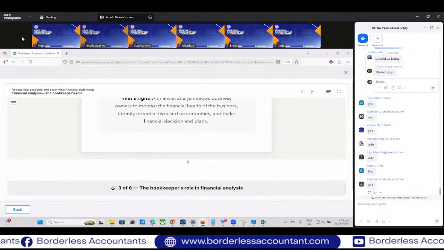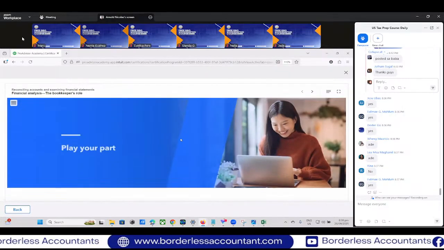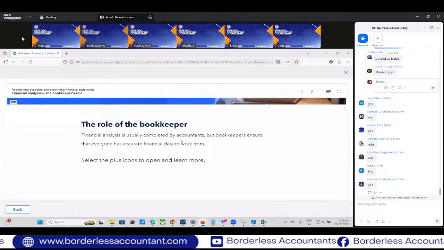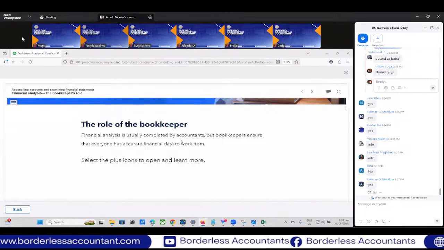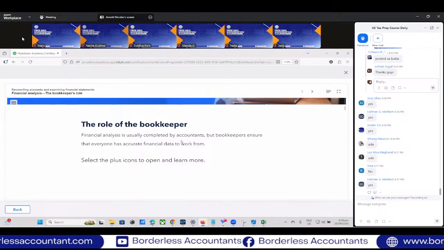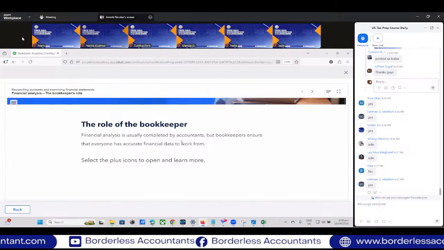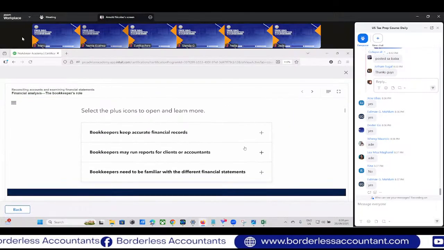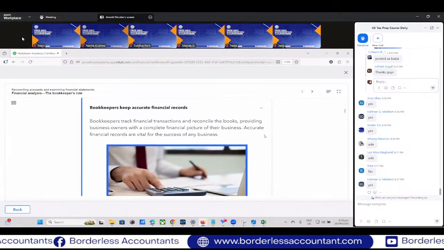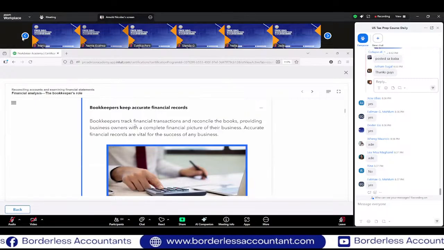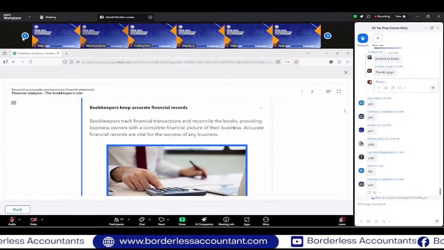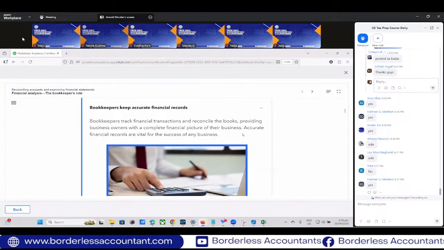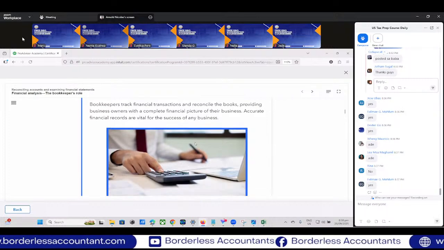Next, Joel. The role of the bookkeeper. Financial analysis is usually completed by accountants, but bookkeepers ensure that everyone has accurate financial data to work from. Select the plus icons to open and learn more. Bookkeepers keep accurate financial records. Bookkeepers track financial transactions and reconcile the books, providing business owners with a complete financial picture of the business. Accurate financial records are vital for the success of any business.